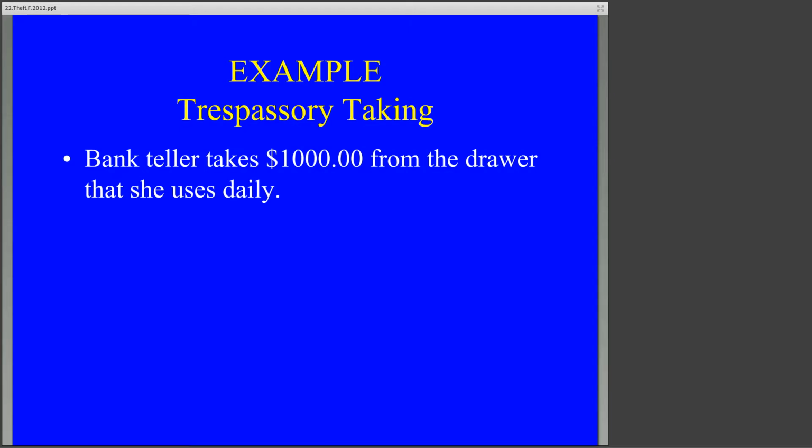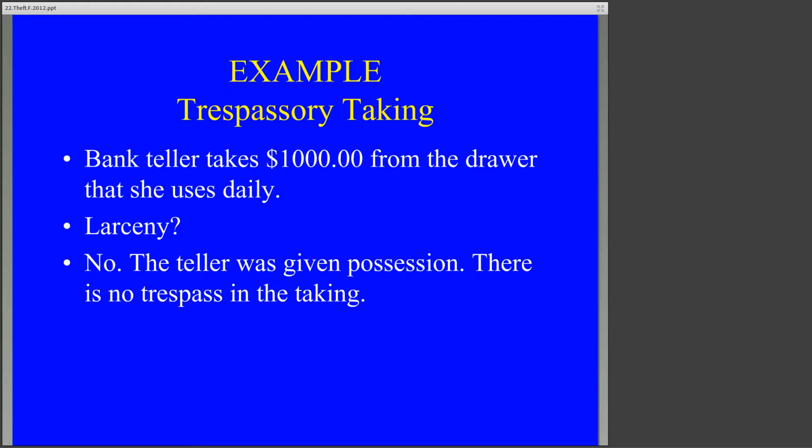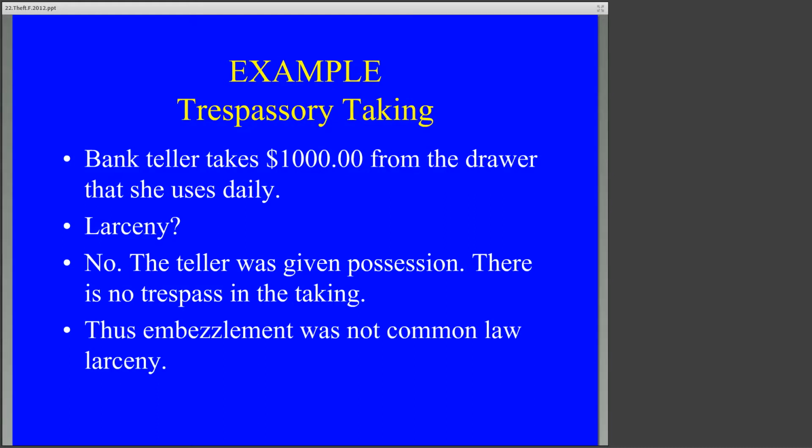Another example, a bank teller takes $1,000 from a drawer that she uses daily. That bank teller is given custody and possession of those funds, and that person decides to misappropriate. Is that larceny based on the common law definition? What do you think? Yes or no? The answer is no, because the teller was given lawful possession. Therefore, there was no trespass in the taking. Therefore, there was no larceny.